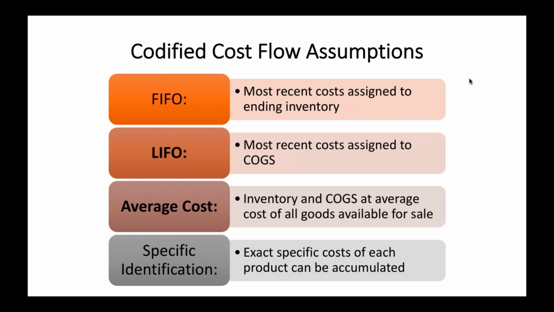the specific identification method, in which the specific cost of each product can be accumulated. Specific identification is very, very rarely used in companies, but I'm sure there are some manufacturing companies out there that can use it. So we have these 4 cost flow assumptions that if you use them, you are complying with GAAP. Now, if you change, you have to disclose. So that's what GAAP says. And one thing to notice, nowhere in our discussion thus far has GAAP talked about standard costing.